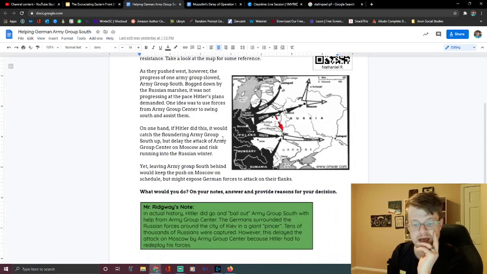So it says, in actual history, Hitler did go and bail out Army Group South with help from Army Group Center. The Germans surrounded the Russian forces around the city of Kiev in a giant pincer. Okay, this is, again, classic blitzkrieg, right? Tens of thousands of Russians were captured. However, this delayed the attack on Moscow by Army Group Center because Hitler had to redeploy his forces.